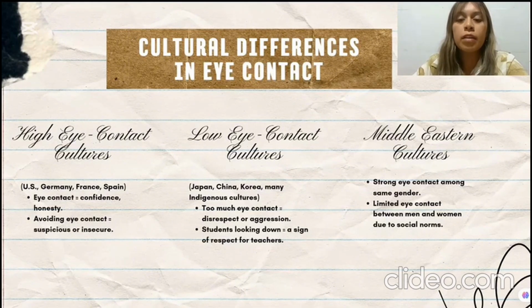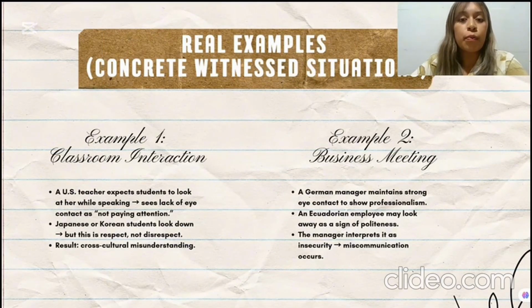It means a sign of respect. And in Middle East cultures, many use strong eye contact with other men, but limited eye contact with women due to social norms. Let me show some real and concrete examples.